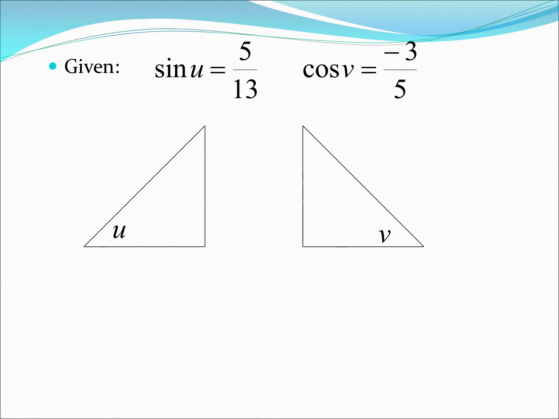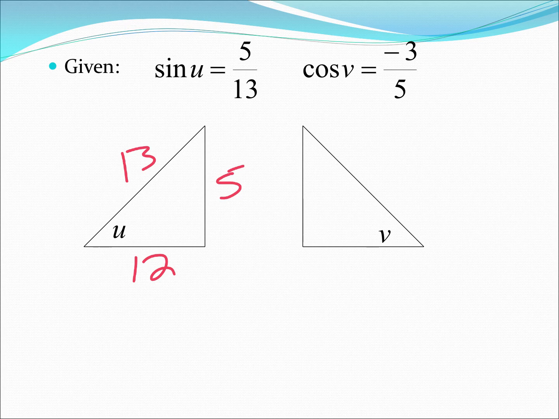Okay, now for some more fun. I'm telling you what the sine of u is and what the cosine of v is, and since these are not on the unit circle, we're going to draw individual triangles for each one. Since the sine is 5 over 13, that tells us that the opposite side is 5, and the hypotenuse is 13. Using the Pythagorean formula, we can get that the adjacent side is 12.